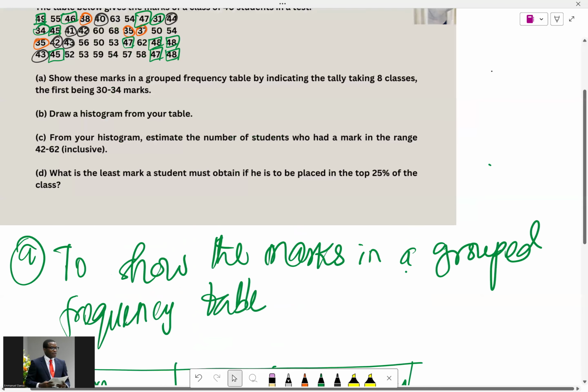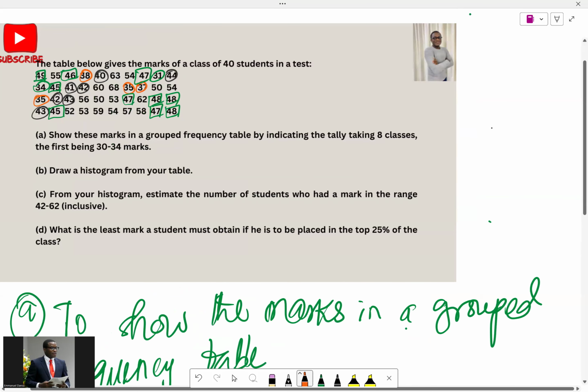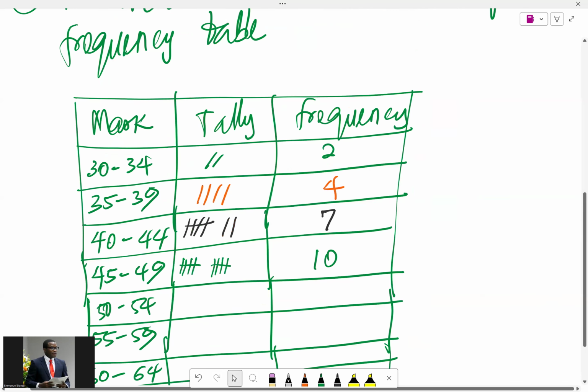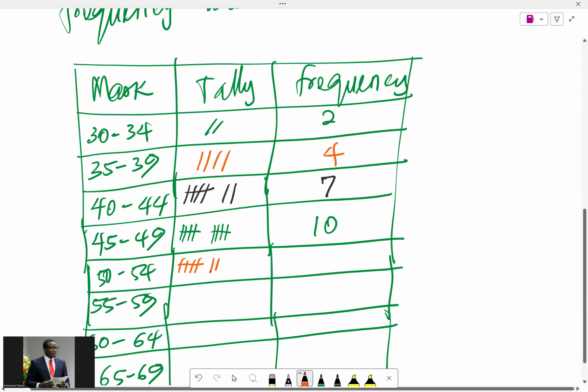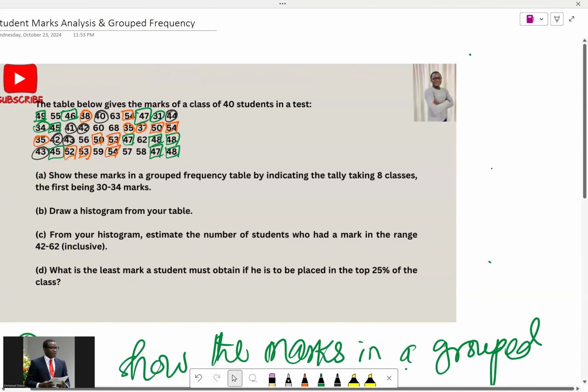Then we go again for 50 to 54. That is 1, 2, 3, 4, 5, 6, 7, 8. So 50 to 54 is 8, and the frequency is 8. Then 55 to 59 is 5.